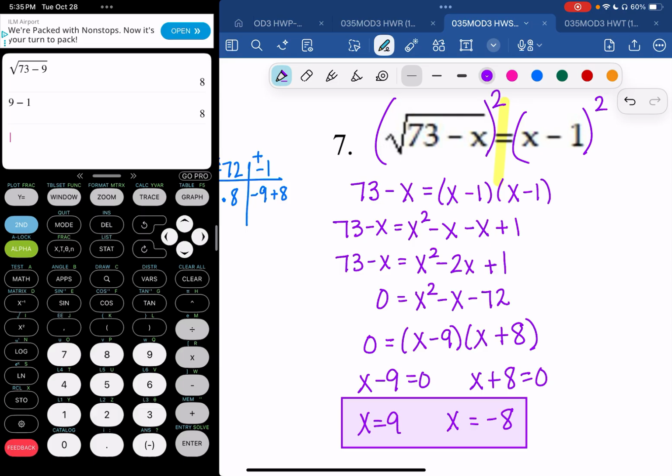We're good. Okay, let's try negative 8. So 73 minus negative 8, we get 81. Then we've got negative 8 minus 1. That does not work. Okay, so what that tells us is that we do not want to keep this answer. So we really only have one answer, which is 9. This one is called an extraneous solution. So you always want to make sure that you're checking your answers.